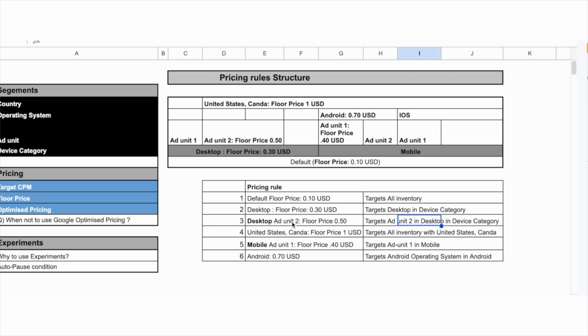So I've just combined these two pricing rules because when you combine these two pricing rules, you're able to set up a higher price. Why? Let me explain this in a little bit more detail. For instance, you're aware that ad unit 2 is your higher performing ad unit and it provides you higher CPMs. Similarly, you're aware that desktop also provides you more CPM than mobile. So if you combine these two pricing rules, it's most obvious that you'll get a higher CPM.